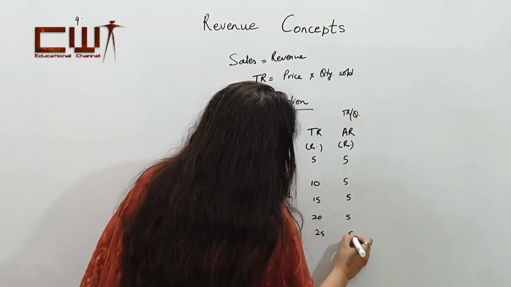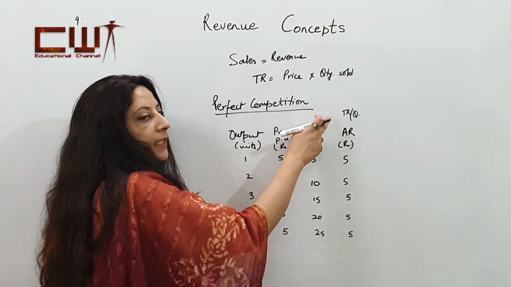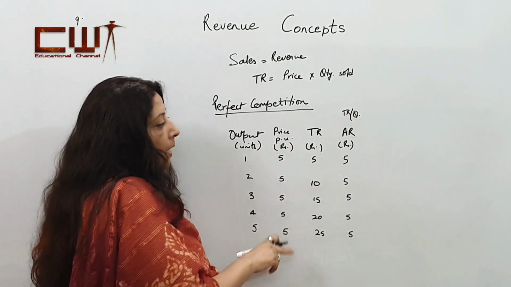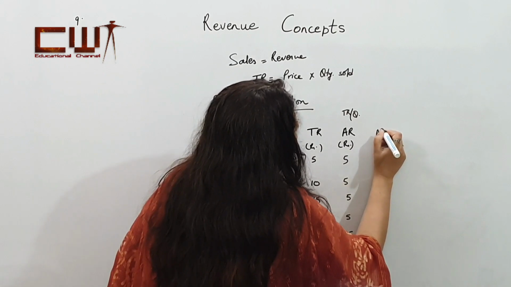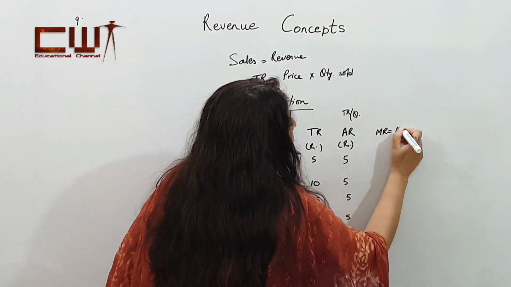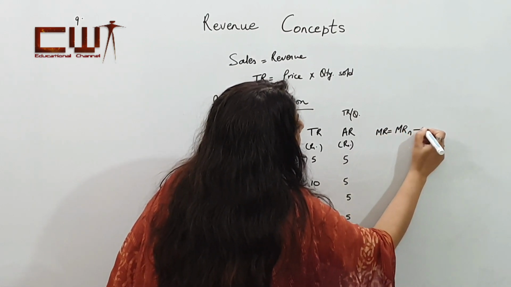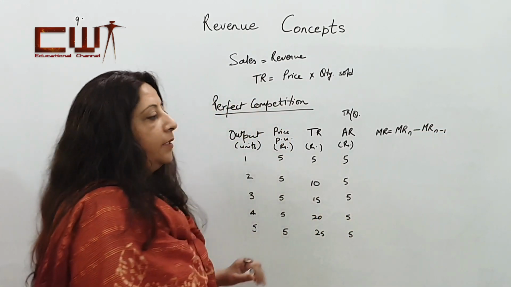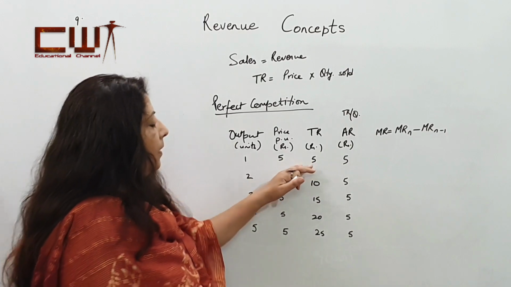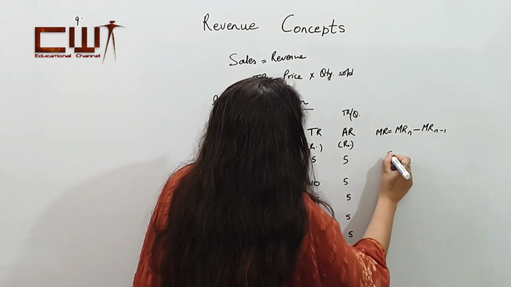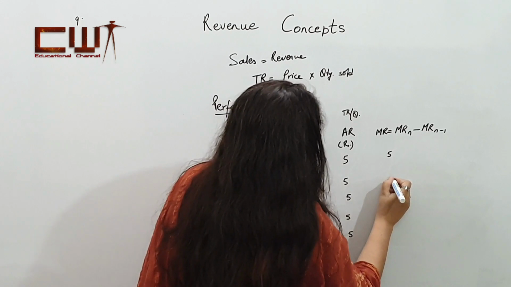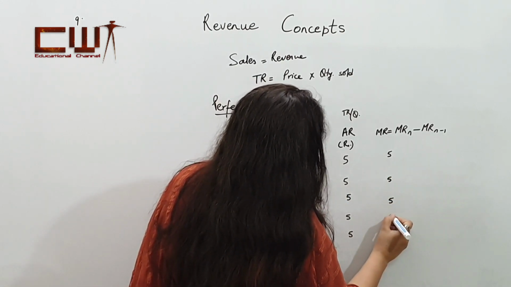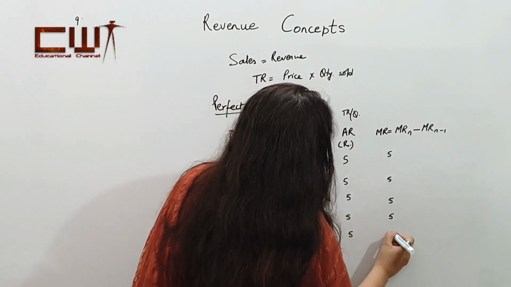So what we observe here is the price is the same as the average revenue in this case of perfect competition. Now if we have to take out the marginal revenue, it is equal to total revenue at n number of units minus total revenue at n minus 1 number of units. So from the total, marginal revenue in this case is 5, then 10 minus 5, 15 minus 10, 20 minus 15 and 25 minus 20.